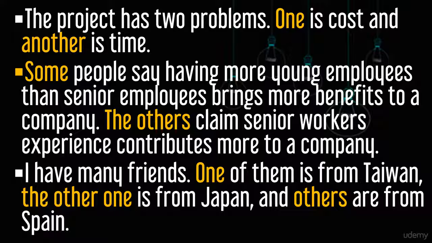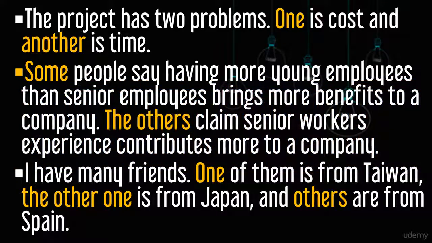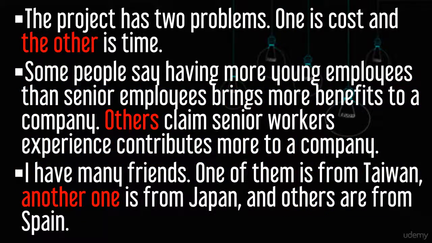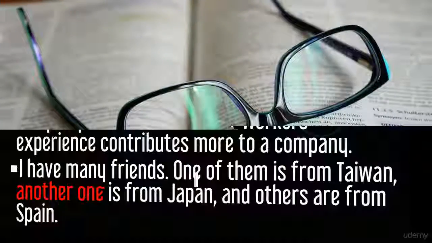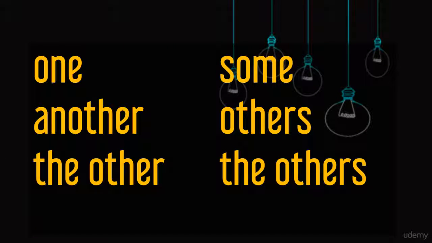All of these sentences are grammatically wrong. Can you correct them to be right? Here are the answers. I'll explain how to use these expressions. One, another, the other, some, others, the others.